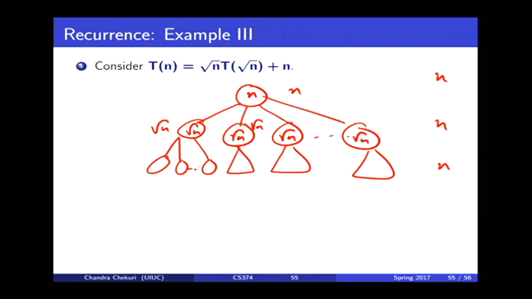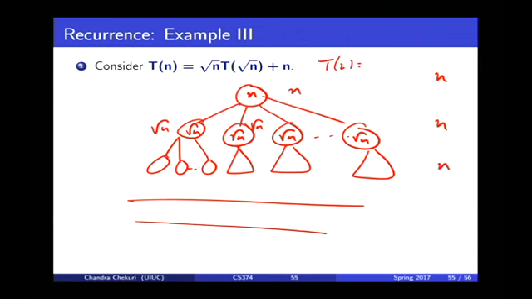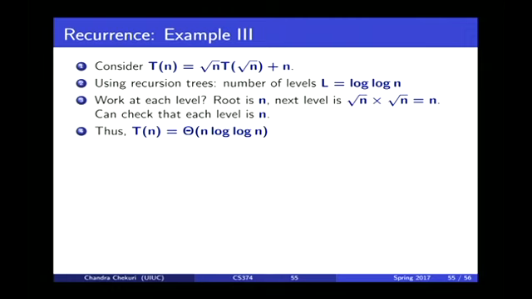So the number of levels, where do you stop? I should again say T of 2 is 1. The depth of the recursion we already figured out from the previous problem was log n, because along each branch, n, square root n, n to the 1/4, how long will you go? You will go log n. So the total work is n times log n. Is that all right? That's it. Okay, what about this?